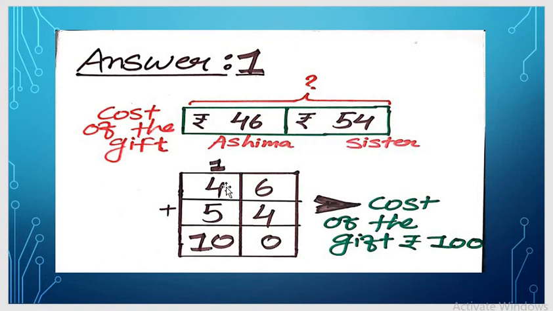Then 4 plus 1, 5. 5 plus 5, how many? 10. The answer is what? Not 10, it means 100. 0 with 0. Okay, so 100.